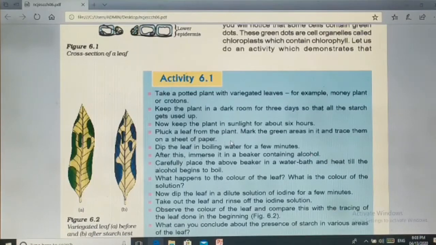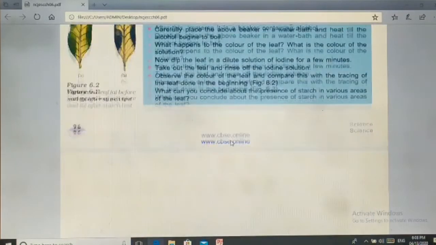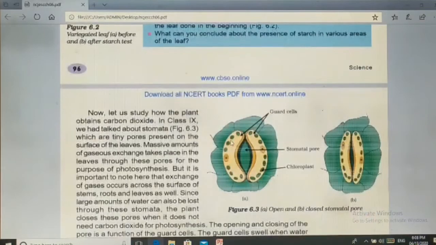Now after this, in order to check something more, we must also take stock of this picture of the stomatal pore once again, because NCERT is the base of your knowledge. The whole classroom teaching is not enough unless you go back to the book and relook into the concept. So in that you will see the massive amounts of gas exchange that takes place in the leaves through these pores for the purpose of photosynthesis.